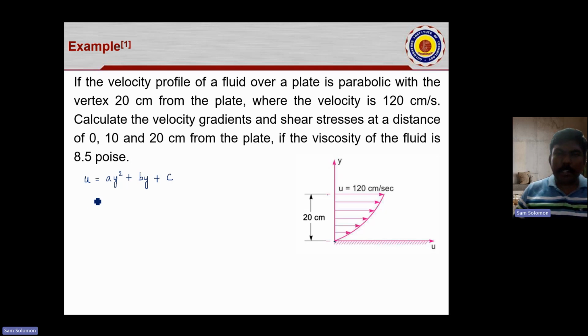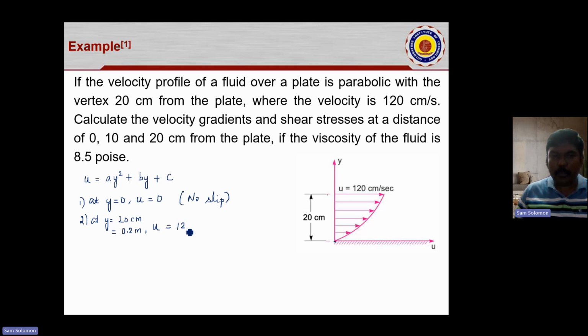And if we look at the boundary conditions for that, at y equal to 0, at this particular point where the plate is fixed, your velocity of the fluid is also equal to 0. And that is what we call the no slip condition. And then what we have is at y equal to 20 centimeters or 0.2 meters, your velocity is going to be the free stream velocity, and that is given as 120 centimeter per second, or 1.2 meter per second. So that is the second boundary condition.